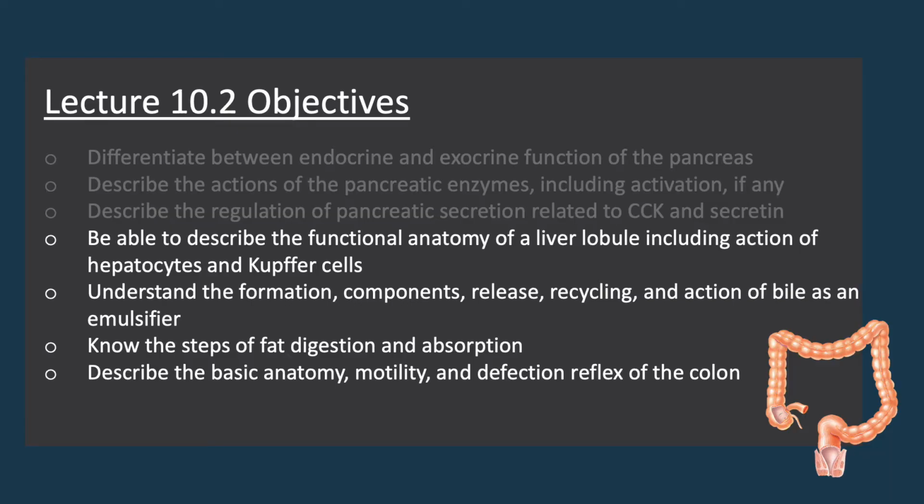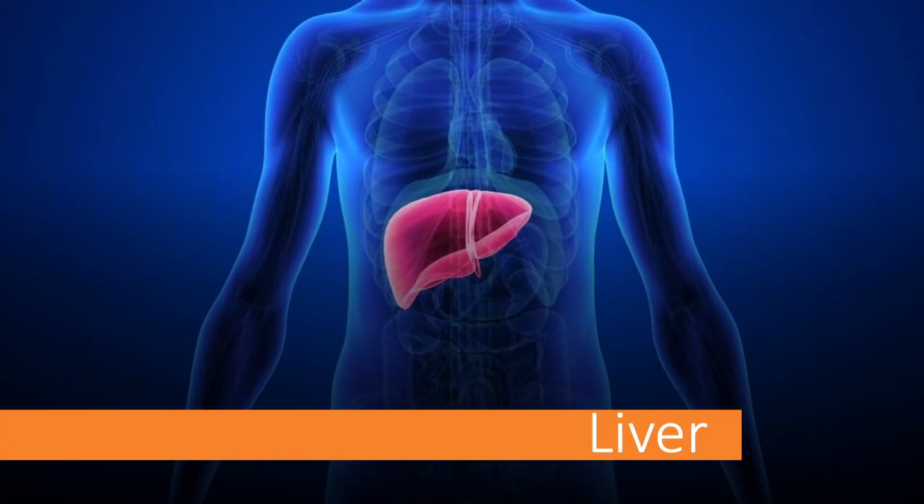Now we'll look at the functional anatomy of a liver lobule, including the actions of the hepatocytes and the Kupffer cells. The liver is our largest metabolic organ, and we're going to be talking about its role in the secretion of bile salts. These will help with both fat digestion and absorption.